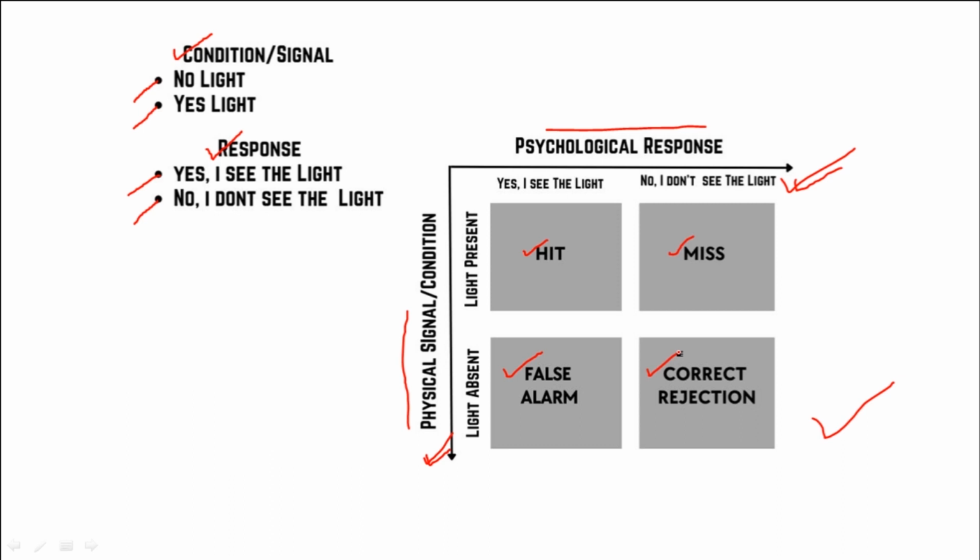So basically there are 4 parameters to consider in this experiment: whether there is a light or not, which is a physical stimulus, and whether the person says yes or no to seeing the light, which is a psychological stimulus. While the physical stimulus remains constant, the psychological responses of I see the light or I don't see the light are influenced by mental noise or internal factors, and that can affect their ability to accurately perceive what's happening.